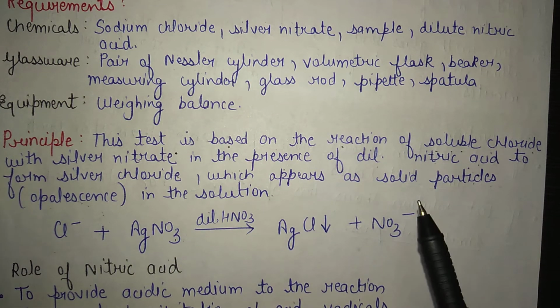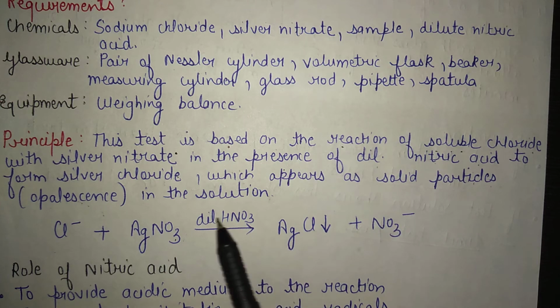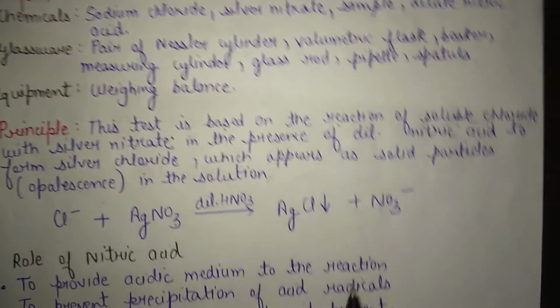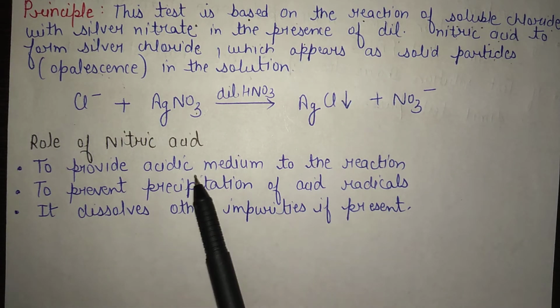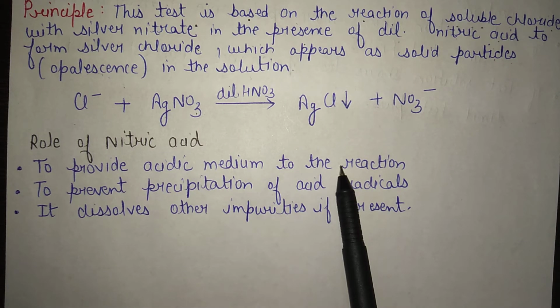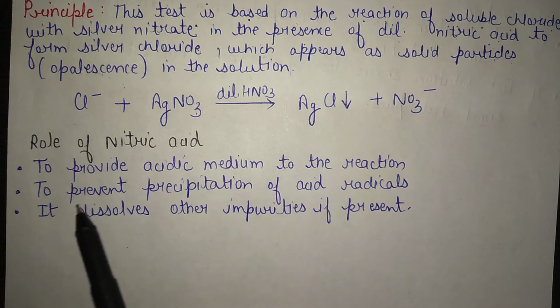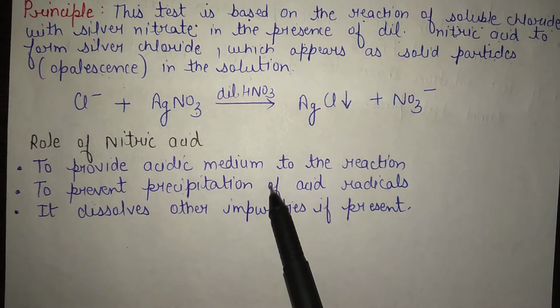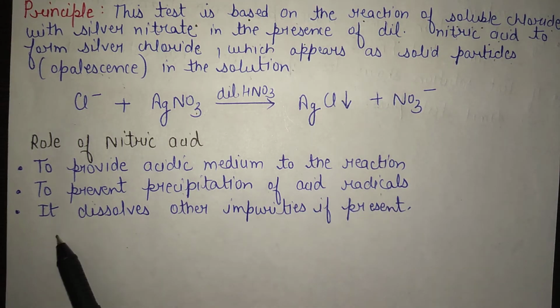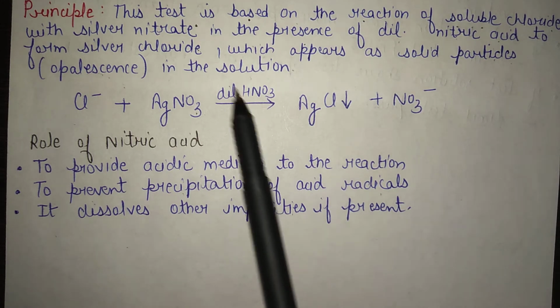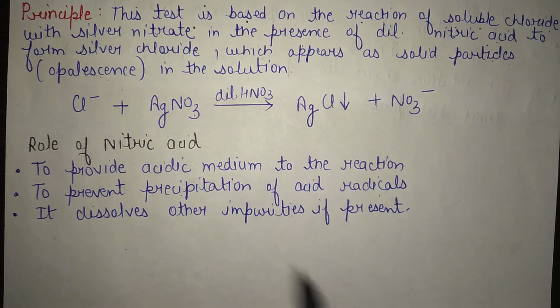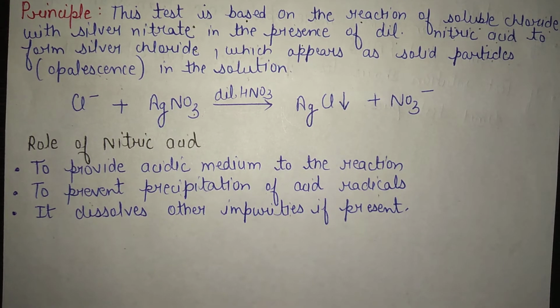Now let us talk about the reason why we are using dilute nitric acid. The role of nitric acid is to provide an acidic medium to the reaction, obviously, because it is an acid. It is also used to prevent precipitation of acid radicals, and it dissolves other impurities if present. So this is the reason why in this test we are using dilute nitric acid. So this was about the basic principle of limit test for chloride.